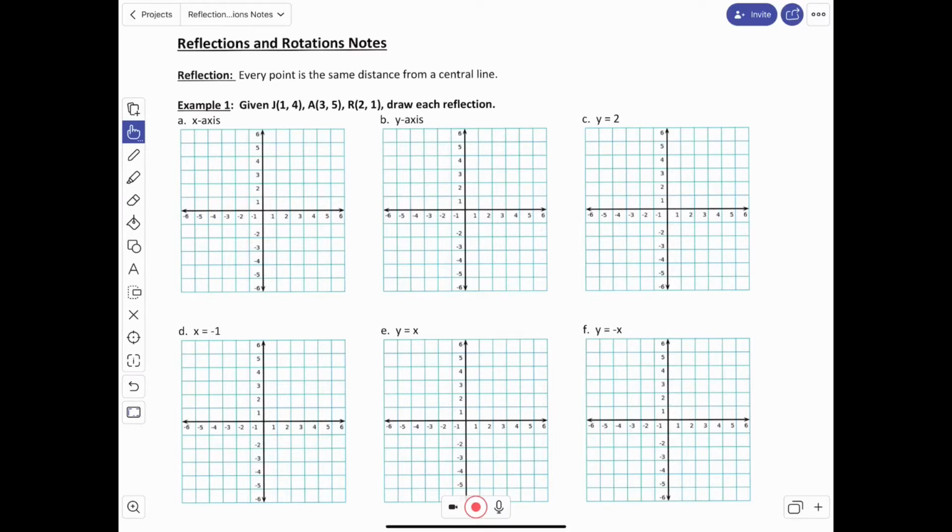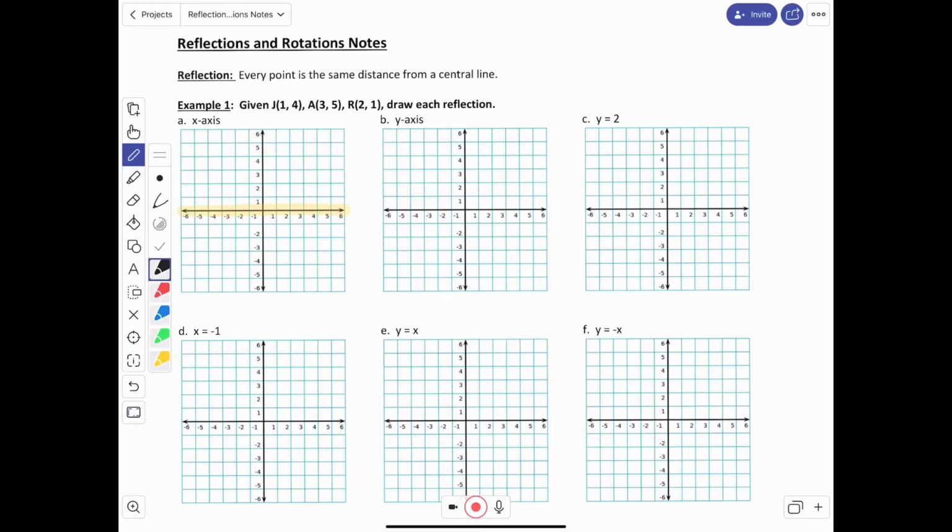Reflections and rotations. A reflection means that every point is the same distance from a central line. Reflections are probably one of the easiest things to do. Given these points, J, A, and R, we're going to practice reflecting these. If you want to reflect on the x-axis, that's the line we're going to reflect across.